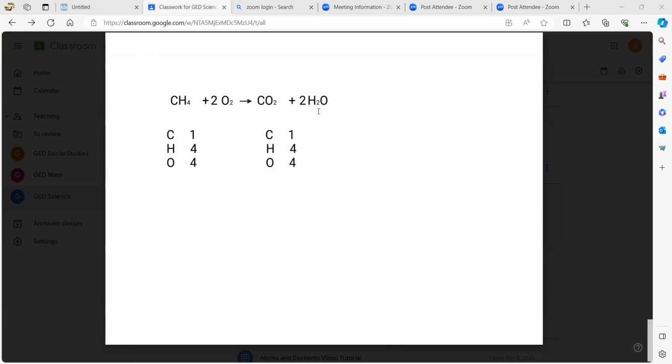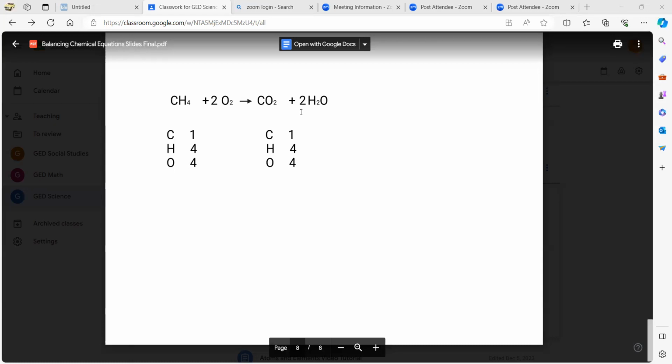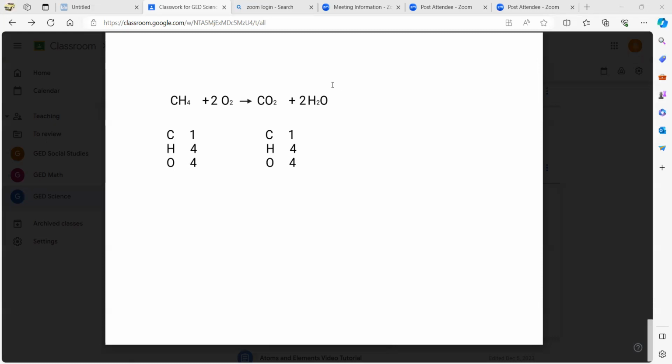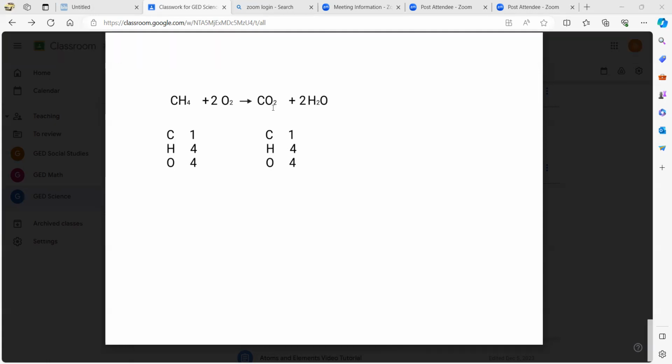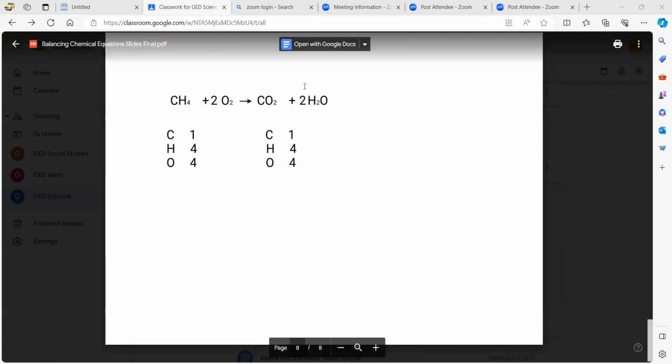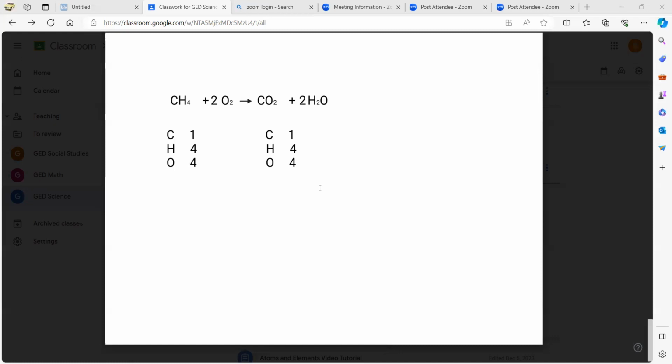All right, but to fix my hydrogens, I had to put a 2 here. This 2 applies to everything, all of the atoms in this molecule, remember. Your molecules are separated by a plus sign or by an arrow. So this is a molecule, this is a molecule, this is a molecule, and this is a molecule. So I have 2 times 2, 4 hydrogens, 2 times 1, 2 oxygens plus 2 oxygens here, for a total of 4 oxygens.